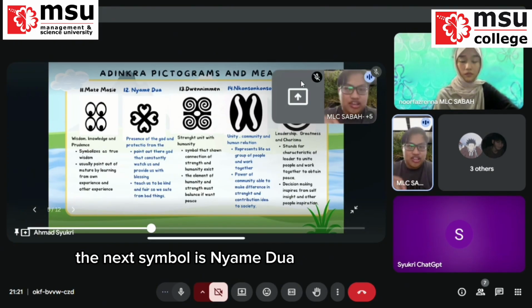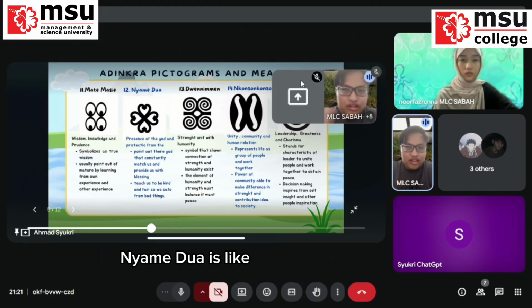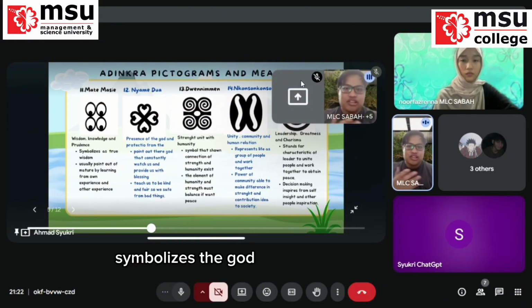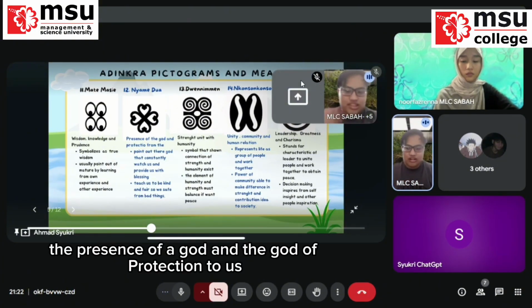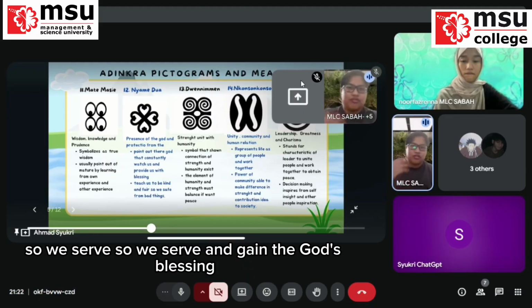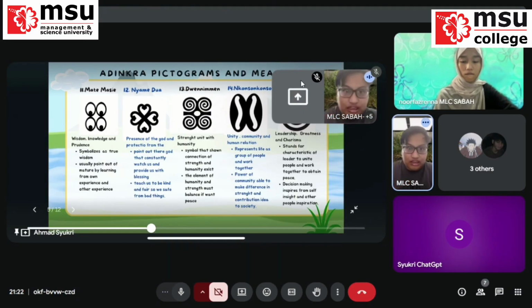The next symbol is Nyame Dua. Nyame Dua symbolizes a cross section of a palm tree, the presence of God and the God of protection to us. It teaches us to be kind and fair, so we serve and gain God's blessing.